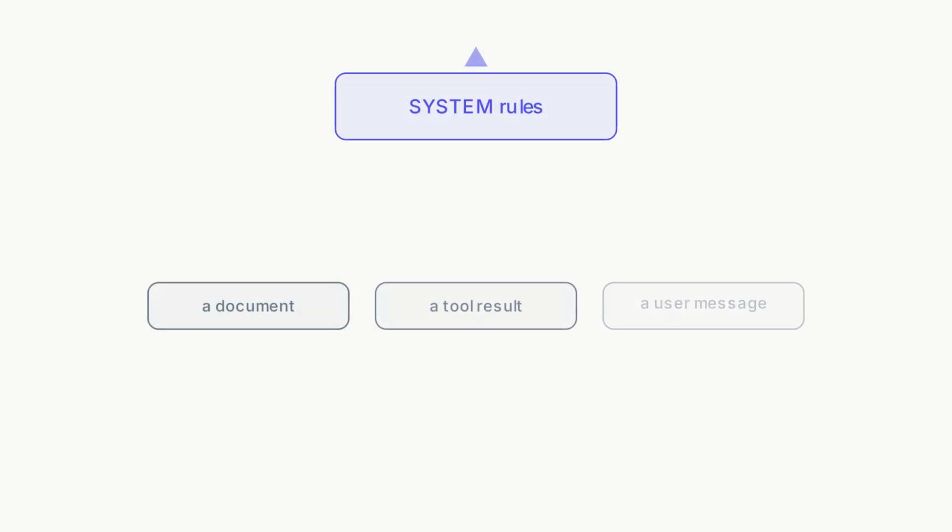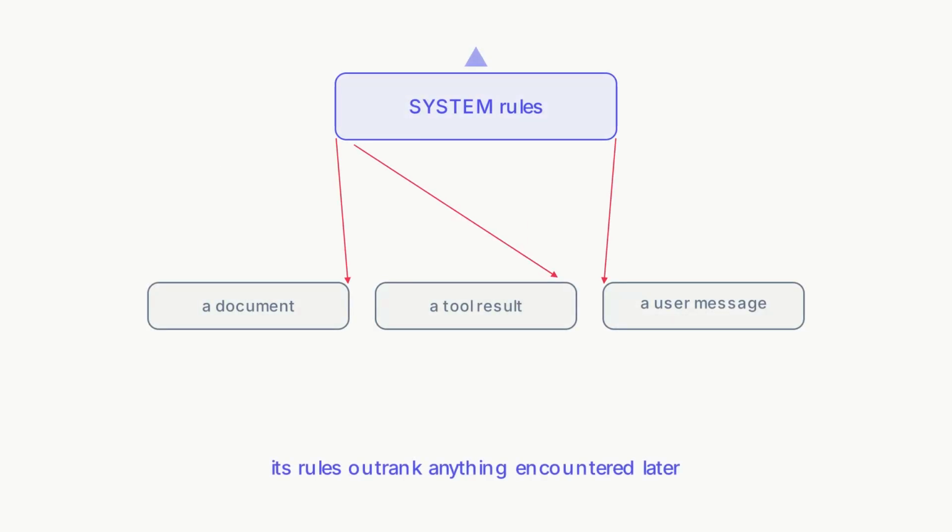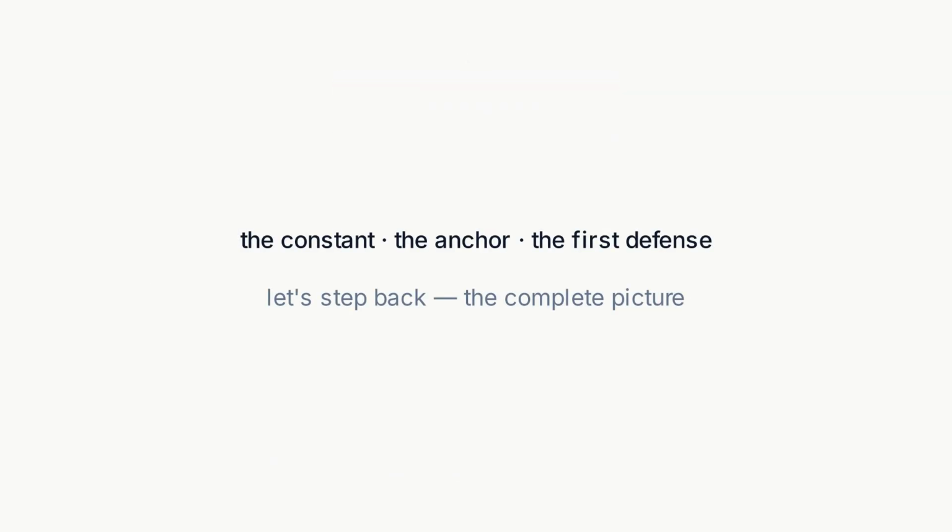The defense comes straight back to good instructions and clear precedence. The system prompt has to firmly establish that its own rules outrank anything encountered later in a document, a tool result, or a user message. Strong, well-ordered instructions are a big part of what keeps an agent from being hijacked by the very content it's trying to help you with. So the instructions are the agent's constant, its anchor, and its first line of defense. We've built the whole job description and seen why it holds a system together. Let's step back and take in the complete picture.